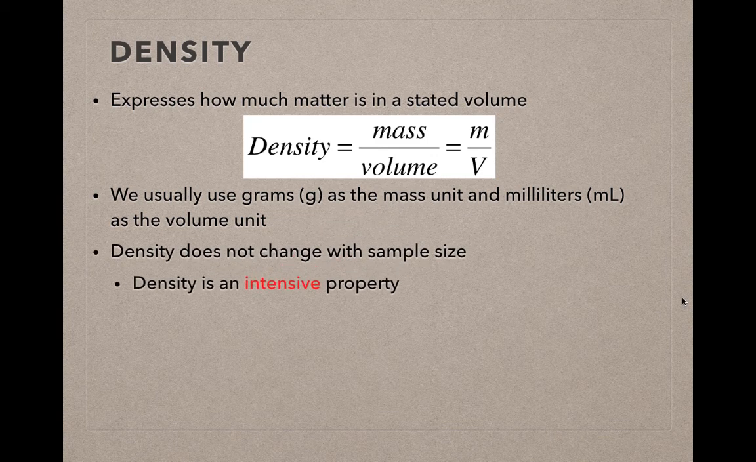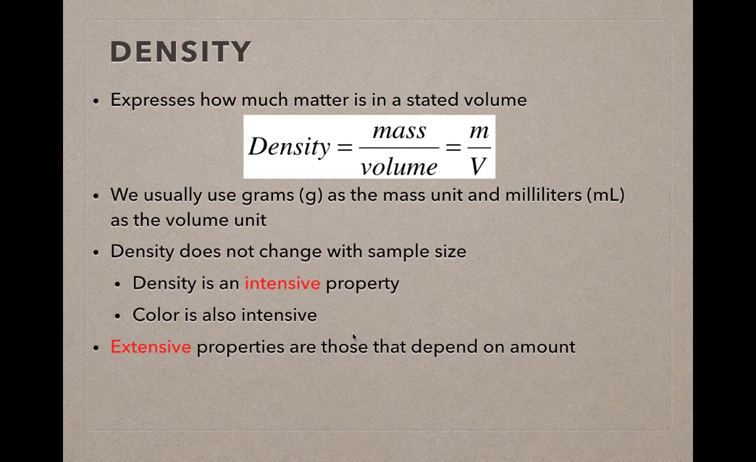Now, one of the neat things with density is it does not change with sample size. So if we wanted to look at the density of something like gold, it doesn't matter if you're looking at a small gold ring or if you were looking at an entire brick of gold, those two samples would have the exact same density. Now, when a property does not change with sample size, we call that an intensive property, which is what density is. Another intensive property would be something like color. Color of gold is the same whether you have a small piece or a large piece.